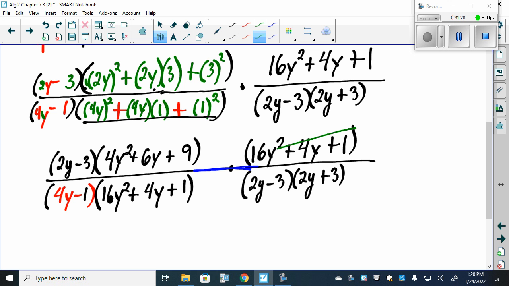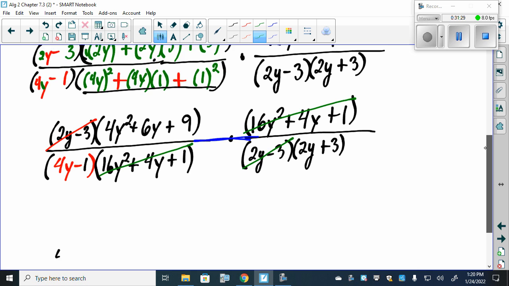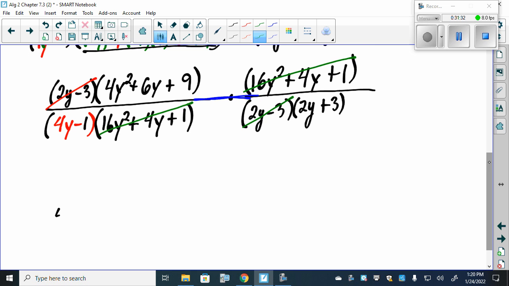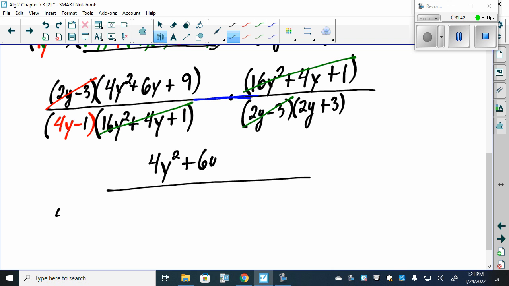Now, these here would cancel out. The 2y minus 3 will cancel with the 2y minus 3. And that's actually it. So what we're left with on top is 4y squared plus 6y plus 9 over 4y minus 1 times 2y plus 3.